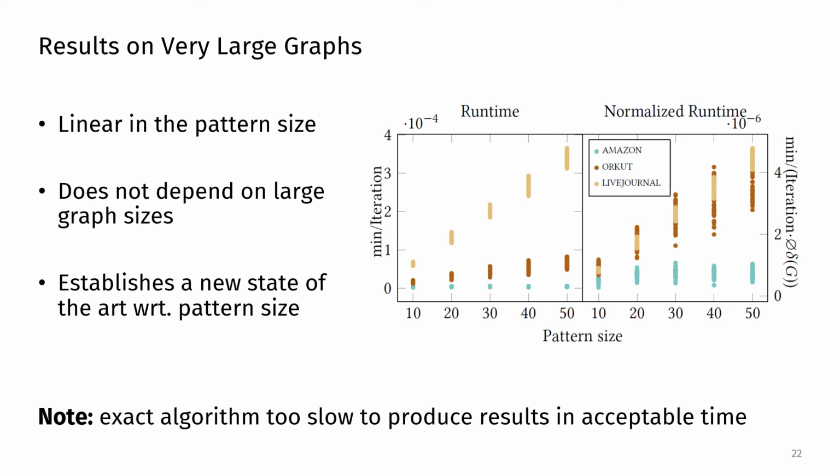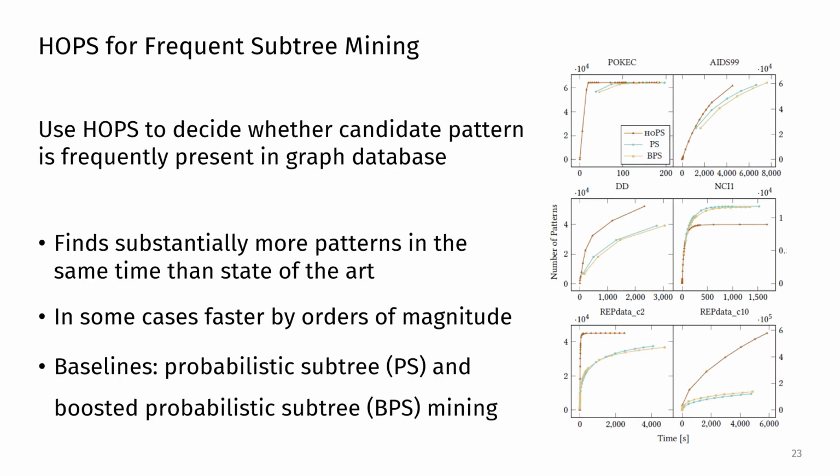Notice that for these graphs, not only is the exact algorithm too slow to produce results in acceptable time, but also the baselines cannot produce any results for patterns larger than 20. So the HOPS embedding algorithm indeed establishes a new state-of-the-art with respect to the pattern size.